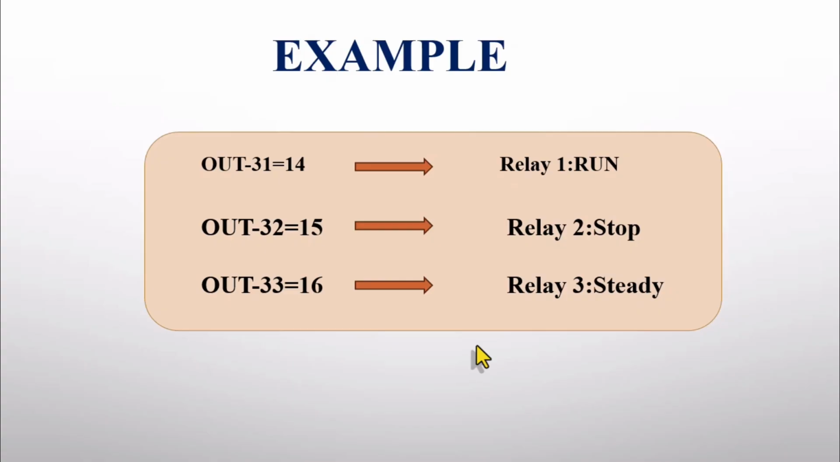Out 32, which is related to relay output 2 of the inverter, is going to be set to the stop option, or value 15, so that as soon as the inverter stops, our relay output 2 will be activated. And out 33, which is relay output 3 of the inverter, is set to value 16. We are going to set it to the steady state mode.